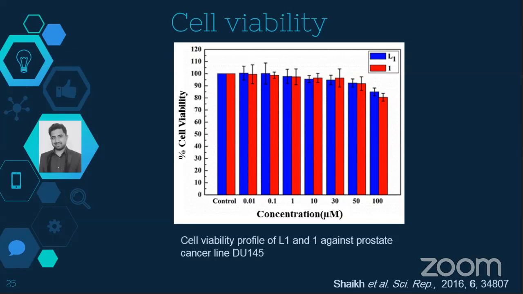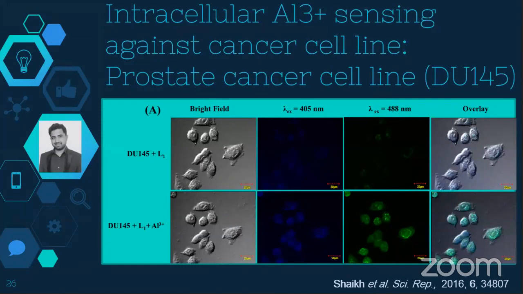So what we see is that this is non-toxic in nature, so we can use this for cell line studies in biological systems inside your body. For different cell lines, we can use it and we can see it. Having these excellent photophysical properties, we thought to go ahead and see whether this probe is sensing aluminum inside the cell lines. That was the most challenging part for us, the cell line studies. So we started with a prostate cancer cell line, that is DU145.